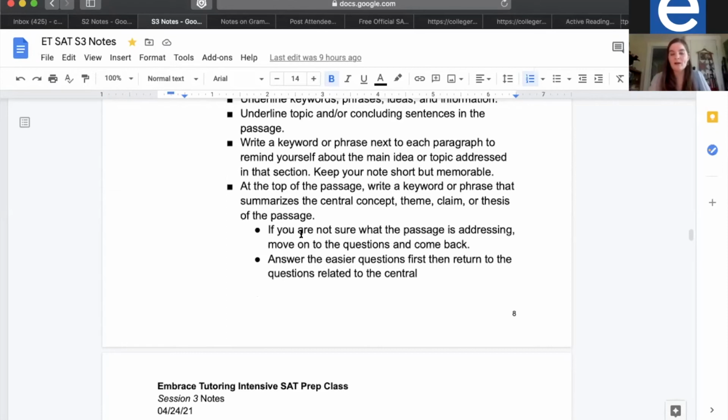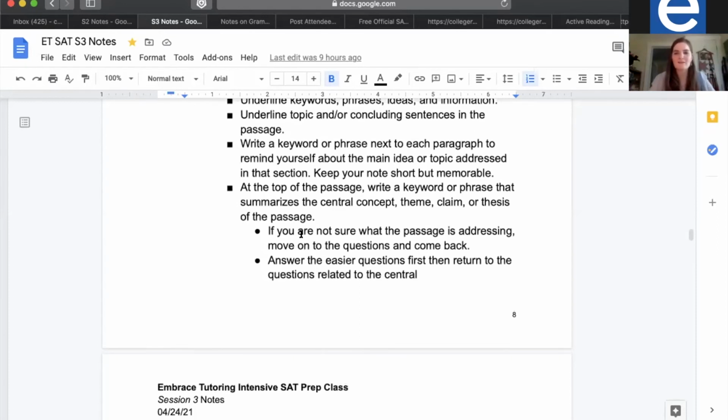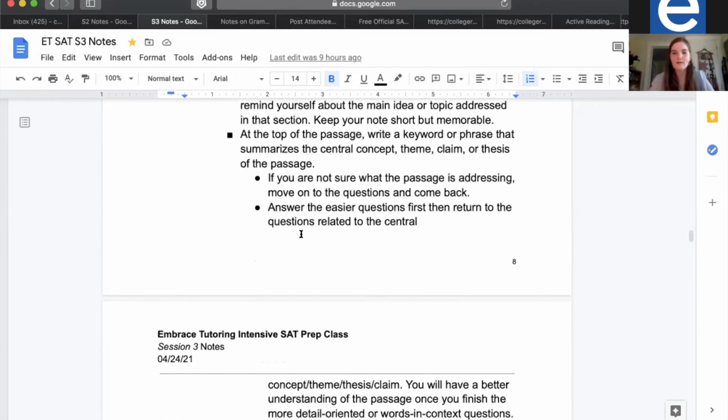Everyone should also be writing. I'm going to give you examples of what you should be doing with an actual visual in just a few minutes. But I want you to write a keyword or phrase next to each paragraph to remind yourself about the main idea or topic addressed in that section. Keep the note as short as possible, but memorable, okay? So that you can draw your attention back to it and really trigger, oh, right, this is what this section was about. This is where I go to find information about cats. The first thing that came into my head.